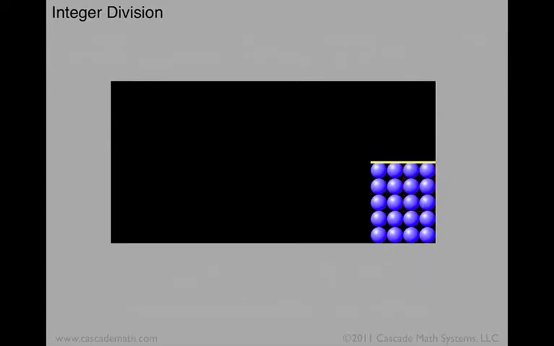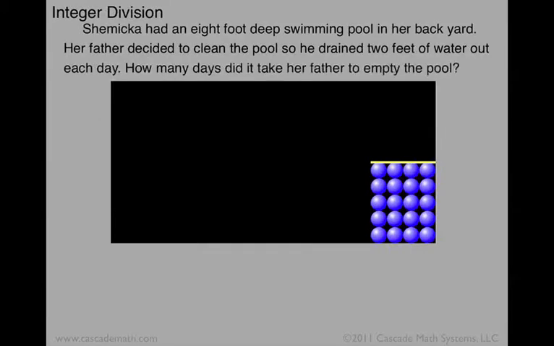Reset your trays. Let's work another problem. This time I will start it and let you finish it. Shamika had an 8-foot deep swimming pool in her backyard. Her father decided to clean the pool, so he drained 2 feet of water out each day. How many days did it take her father to empty the pool? First, I'm going to make 8 holes to represent the 8-foot deep water. -1, -2, -3, -4, -5, -6, -7, -8.